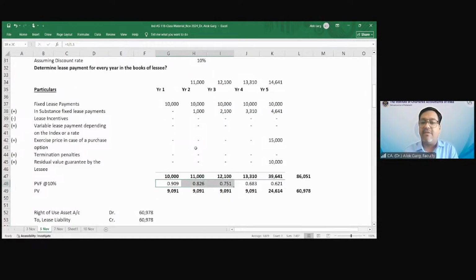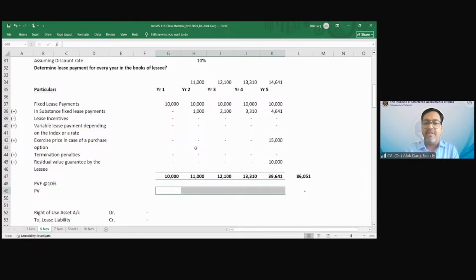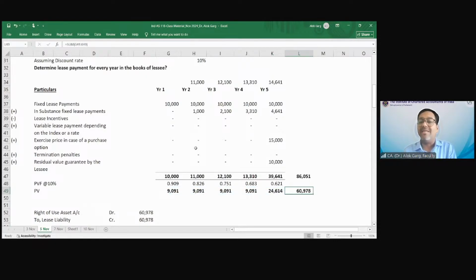What is my present value factor? My present value factor is 1 divided by 1.1, this divided by 1.1, so on and so forth. This is my present value factor. What is my present value? 10,000 multiplied by this. This is my present value of the lease payment. This is my right of use asset.